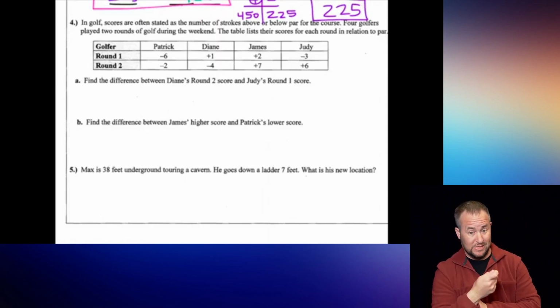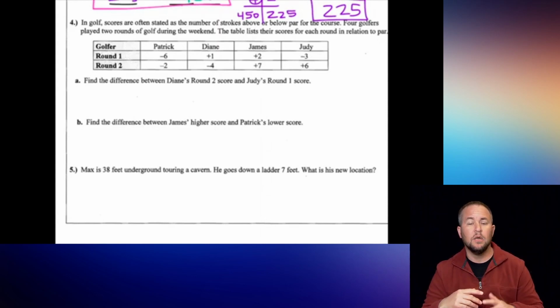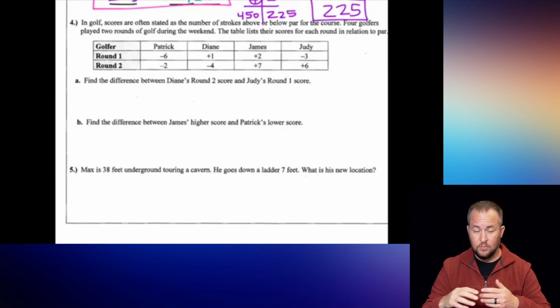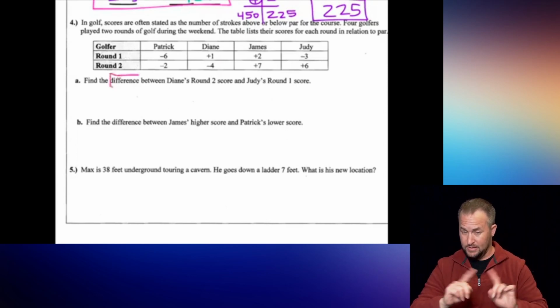Four golfers played two rounds of golf during the weekend. The table lists their scores in relationship to par. The first one says, find the difference between. We discussed this up above. I said, find the difference, so we know that means to subtract.